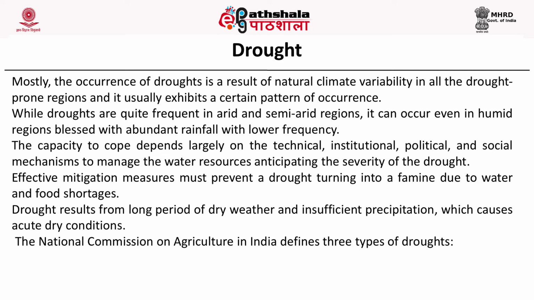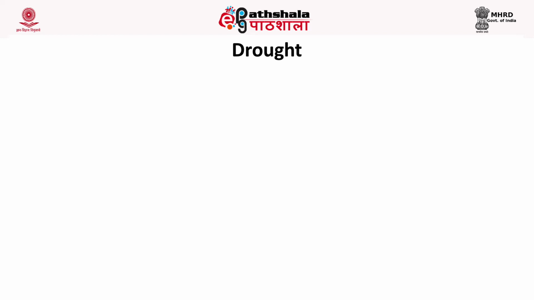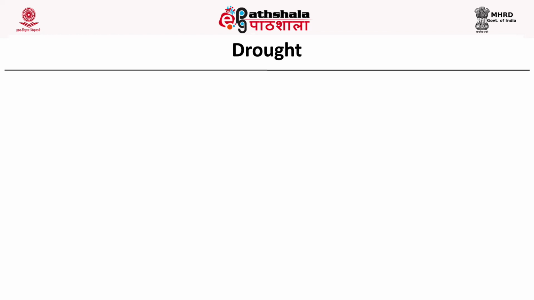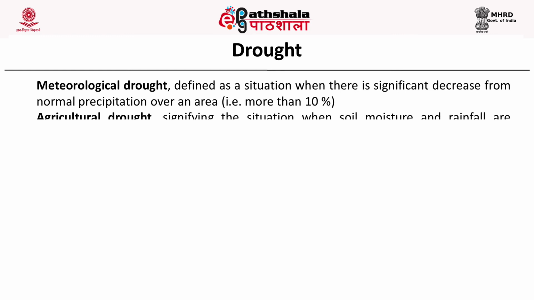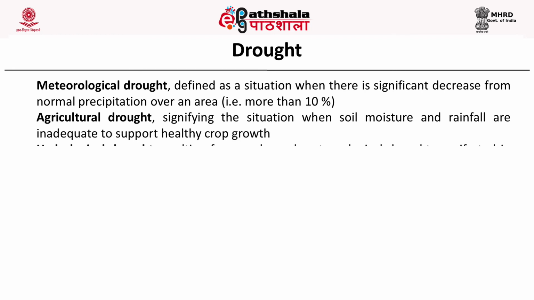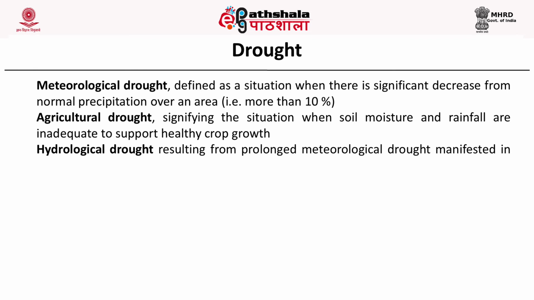The National Commission on Agriculture in India defines three types of droughts: meteorological drought, agricultural drought and hydrological drought. The meteorological drought is defined as a situation when there is a significant decrease from normal precipitation over an area. That means it's more than 10%.